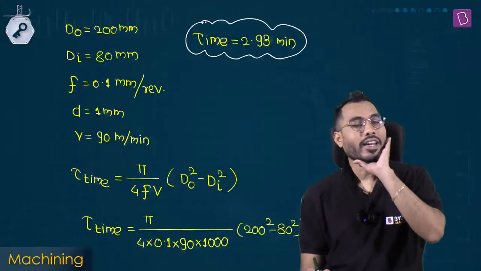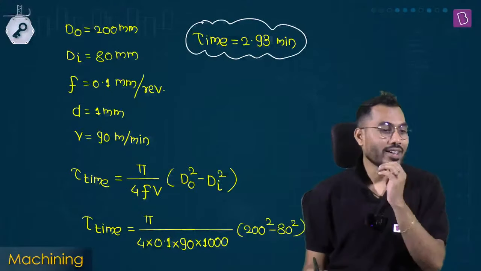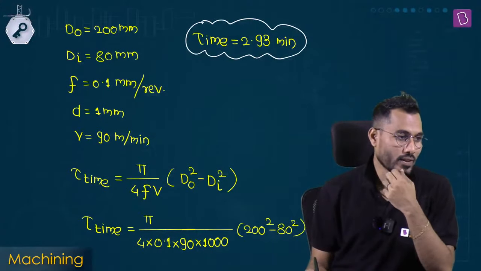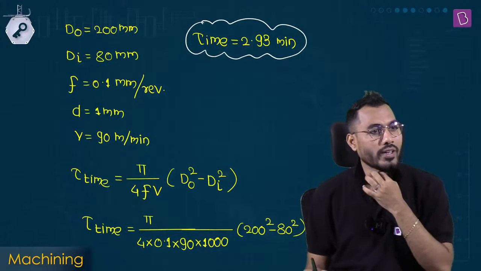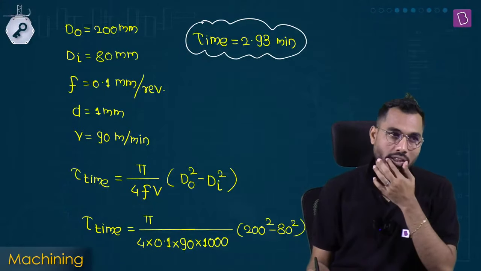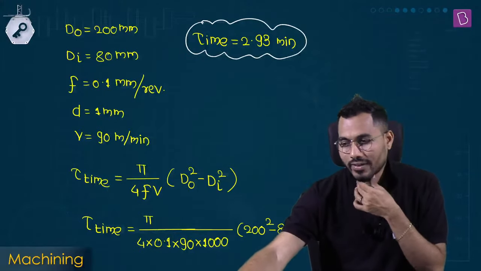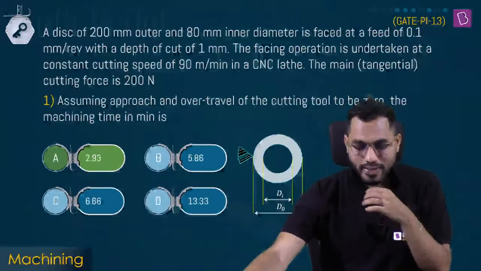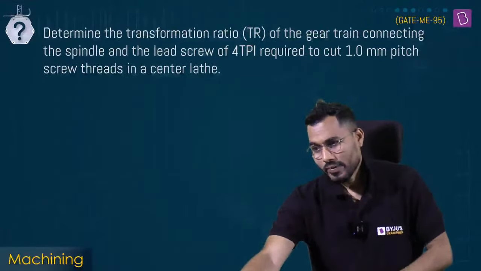2.93 minute. Is it correct, everyone? 2.93 minute answer is coming. No doubt in it. Fine. Swati Kumari, very correct. Rajat, Kiran, and Naseem. Fine. We'll talk about the next question now.